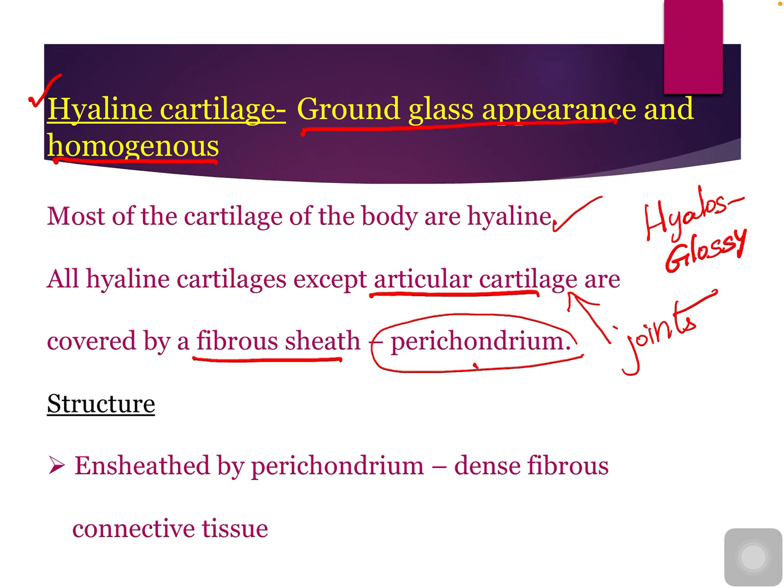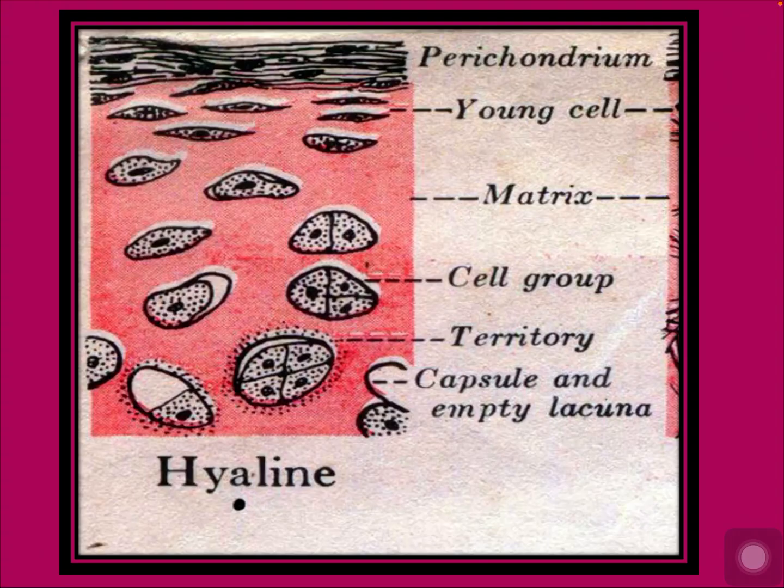So what is the structure of hyaline cartilage? As we told already, it has perichondrium. So this is the diagrammatic representation of hyaline cartilage. Perichondrium. Then we will see younger cells just beneath the perichondrium are flattened. And if you see deeper cells, they are rounded. It is present as cell nests. In hyaline cartilage, the identification feature is the cell group or cell nest.